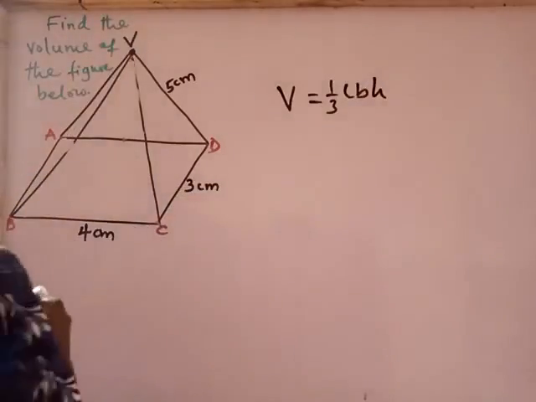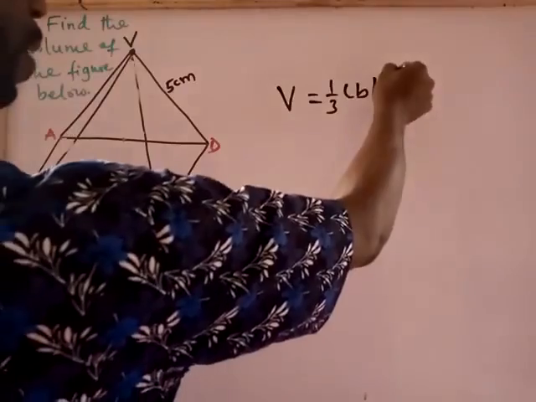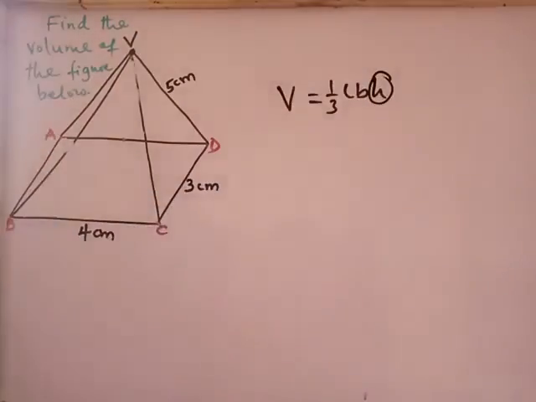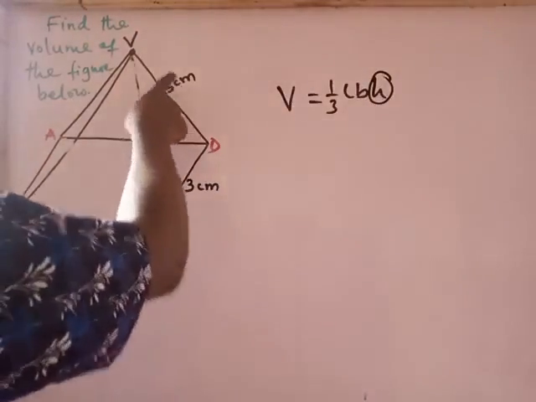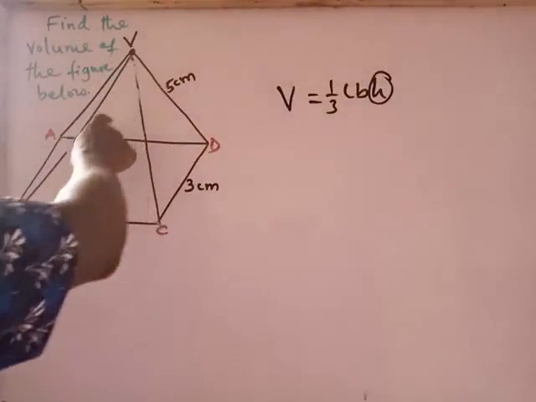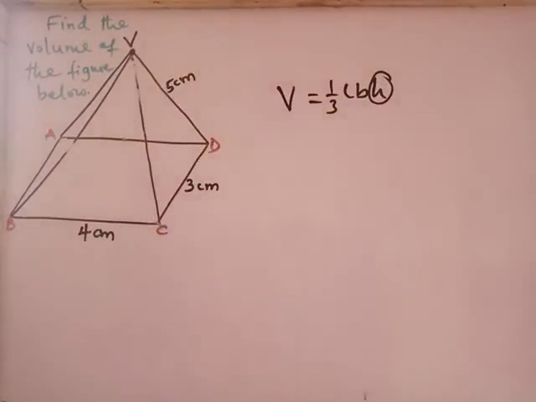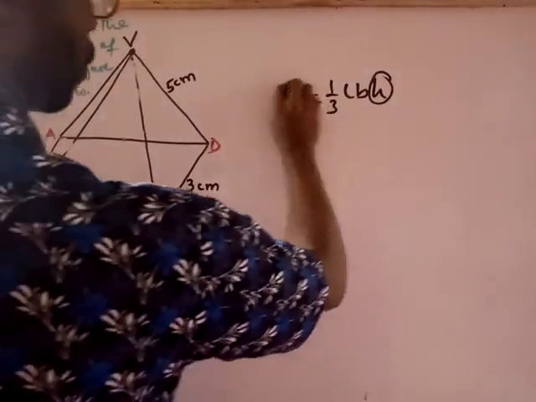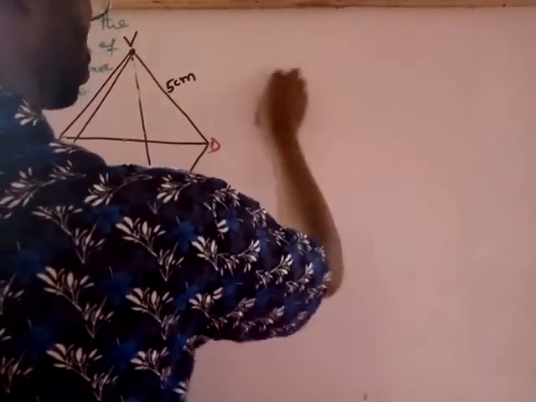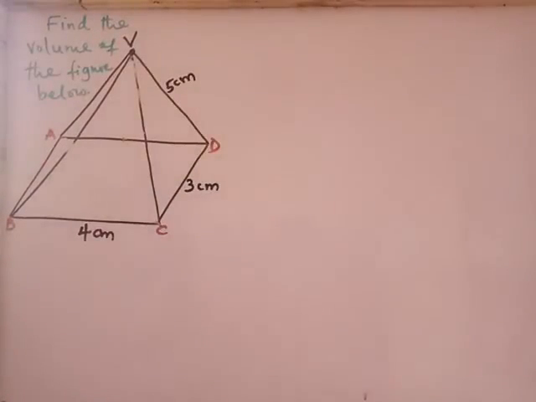But if you look at it, the only problem we have is that we do not have any value for h yet. The 5 we have here is not the h, it's the slant height of this pyramid. So the first thing we want to do is to calculate the h. And for you to calculate the h, you need to perform two operations.